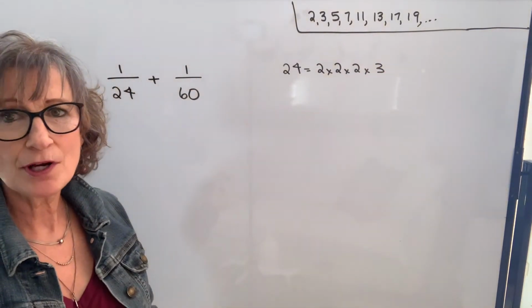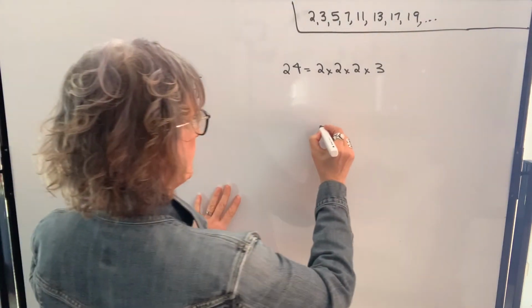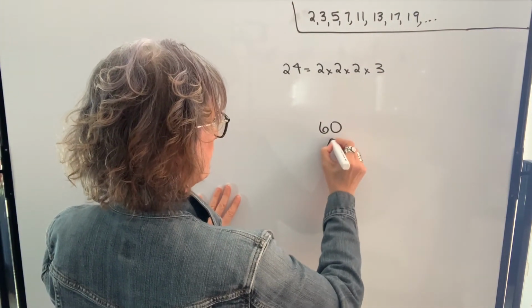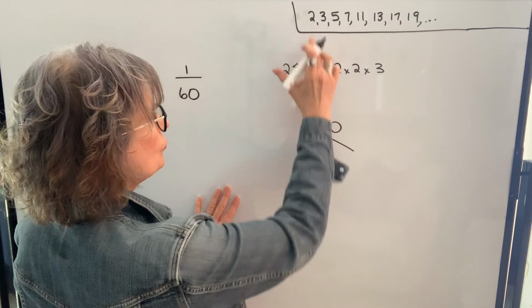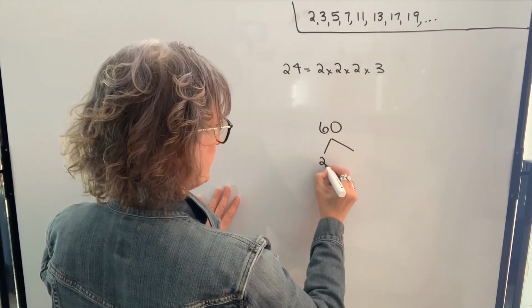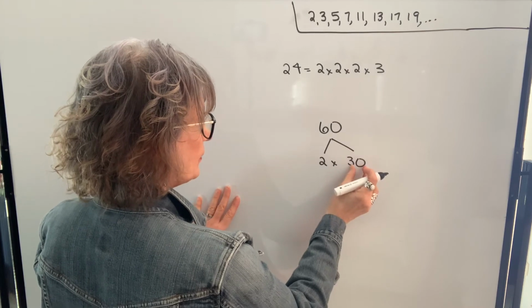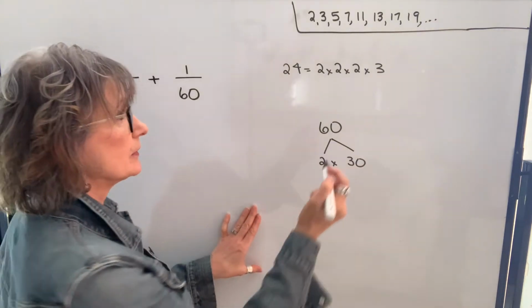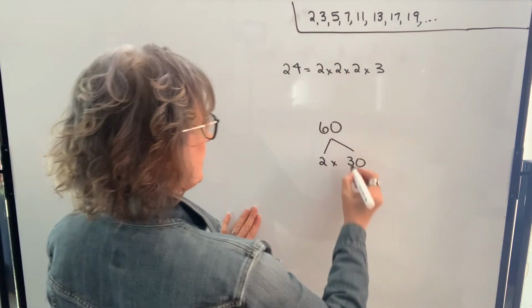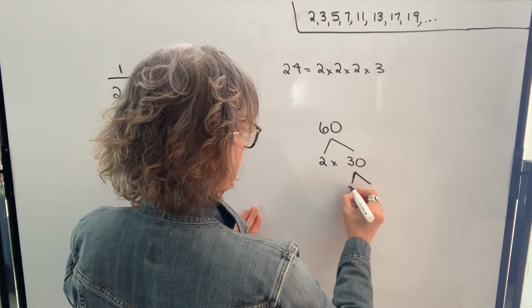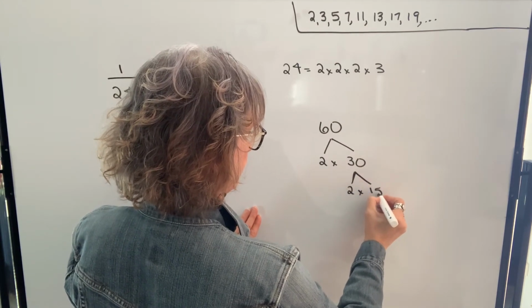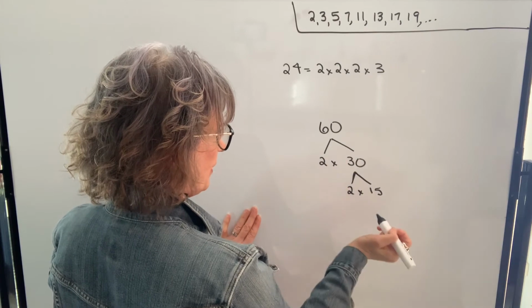We do the same process for the other denominator. So 60. Does 2 divide into 60? Yes. So 60 is 2 times 30. That's a prime number. I take 30. I break it down. Does 2 divide into 30? Yes, it does. So it's 2 times 15. That's a prime number. That's a prime number.